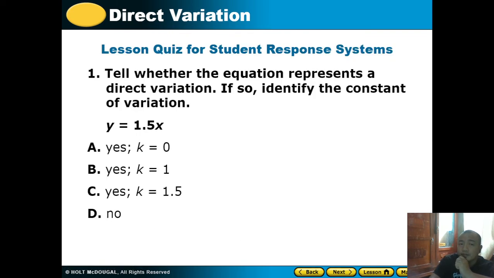So, how about this? Tell whether the equation represents a direct variation. If so, identify the constant of variation. Y equals 1.5x. Is it A, B, C, or D? Yes, it is in the form y equals kx, where k is 1.5. I think C is the answer.